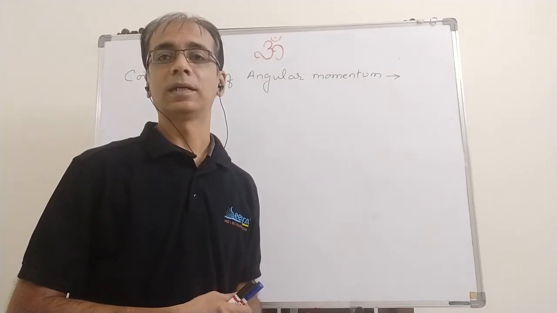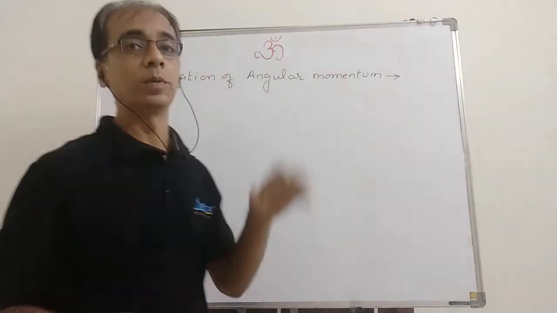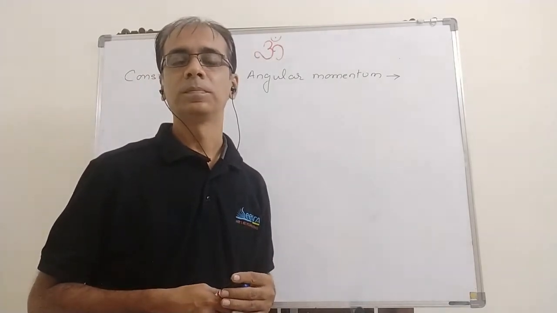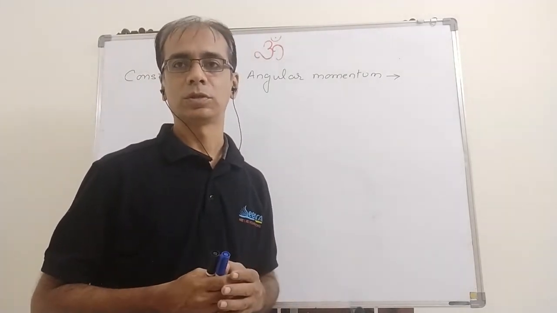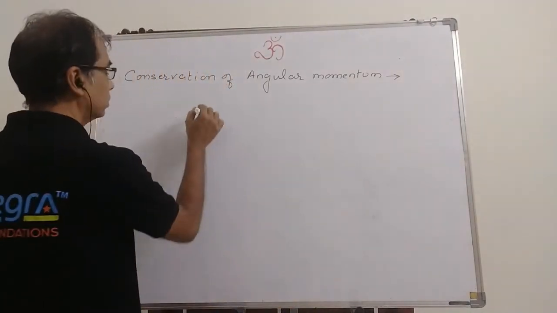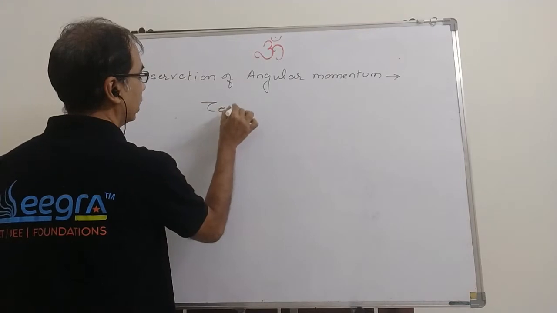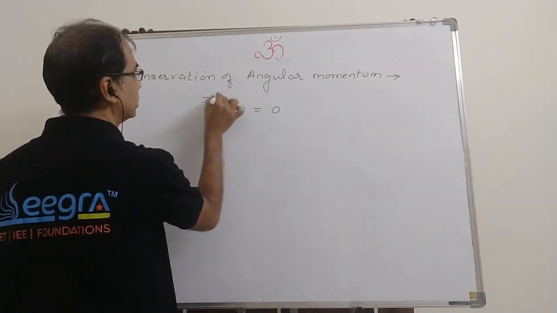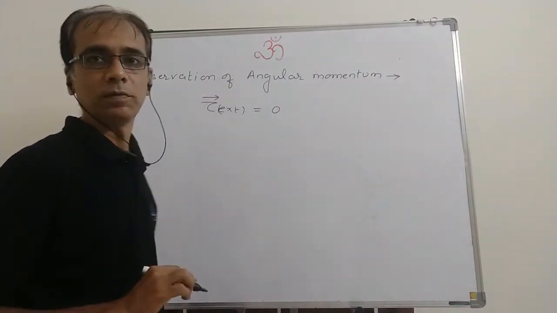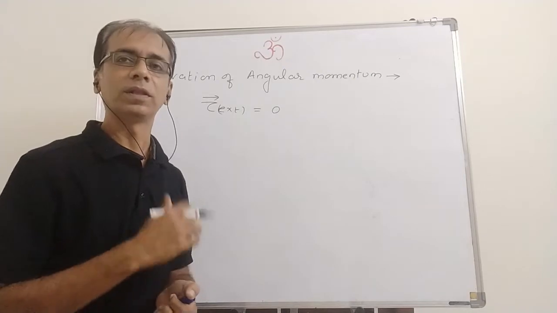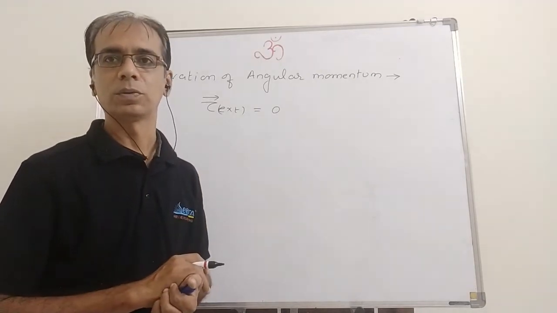In yesterday's class, we were talking about conservation of angular momentum. What is conservation of angular momentum? We saw that if there is no external torque, if the torque is zero about any axis of rotation, then about that particular axis, angular momentum is conserved. We did plenty of questions on that, and after that we did some collision questions also, right?